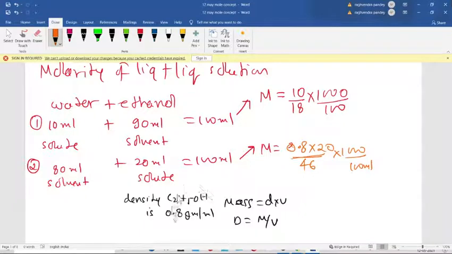So what is the mass of ethanol which is there? Mass is density into volume, and that mass is divided by the molecular weight. This is the molecular weight of ethanol, 46, into 1000 divided by 100, where 100 is the total volume. So that's how we can calculate. For water, I have not multiplied density into volume, because density is 1. So whatever is the volume, that will come as the weight. So this is the answer. Any other doubt?